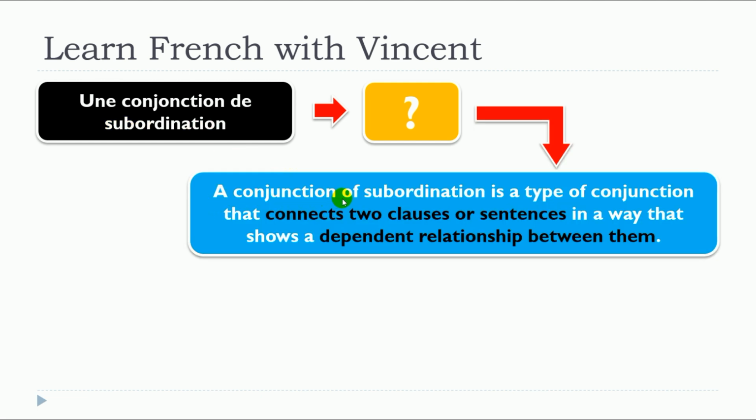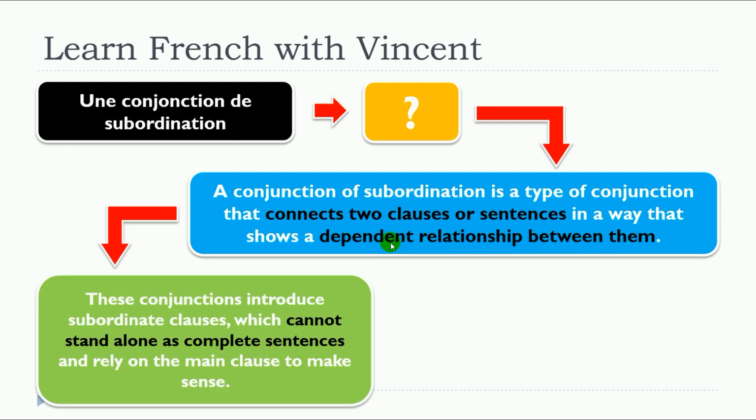A conjunction of subordination is a type of conjunction that connects two clauses or sentences in a way that shows a dependent relationship between them. This is really, really important, this concept of dependent relationship between them.